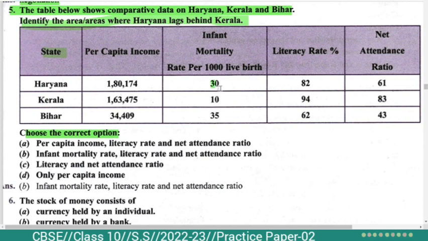Haryana's infant mortality rate per 1000 live births is greater, and even the literacy rate is lesser. Again, the net attendance ratio compared to Kerala is also lesser. So Haryana lags behind Kerala in infant mortality rate, literacy rate and net attendance ratio. So option B is the right answer.